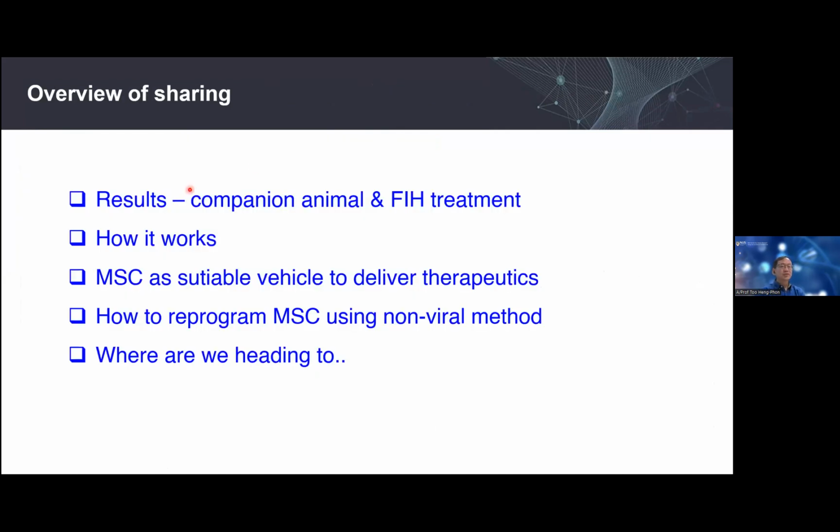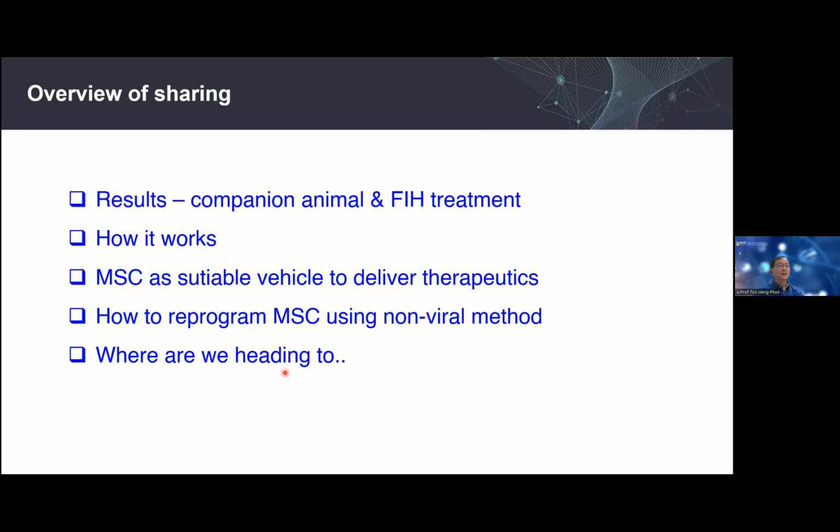So what I'd like to do today is as follows. I'll start with sharing our results on companion animals. That means these are not animals like mice, where we put a tumor in. This is a naturally occurring cancer. And we've got some results from that. And we also have first-in-man treatment. Then I'm going to explain how we do it, how it works. And then I'm going to show why MSC is suitable for delivering therapeutics to cancer cells. And I'm going to talk about how we do it in reprogramming it using the method that we have developed and where we are heading towards the end.